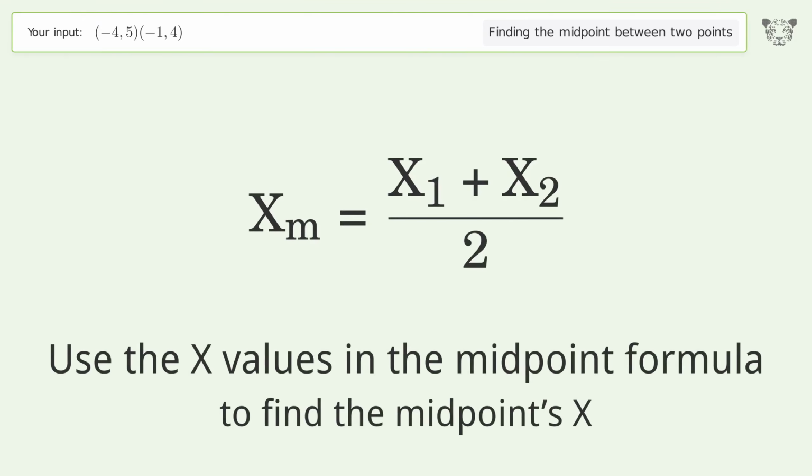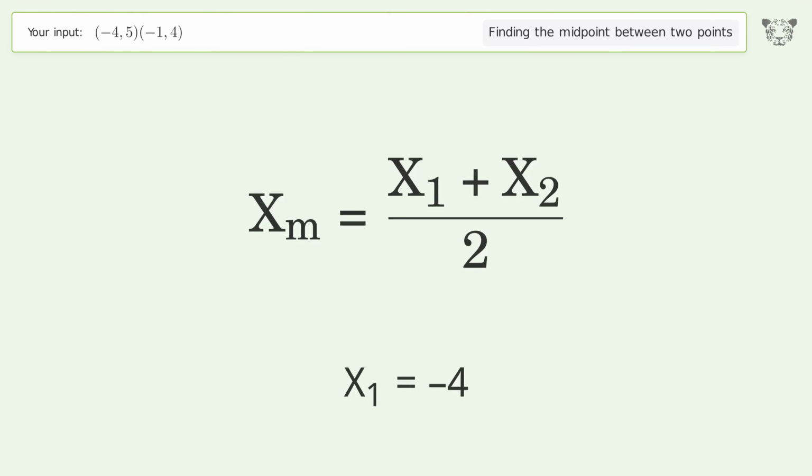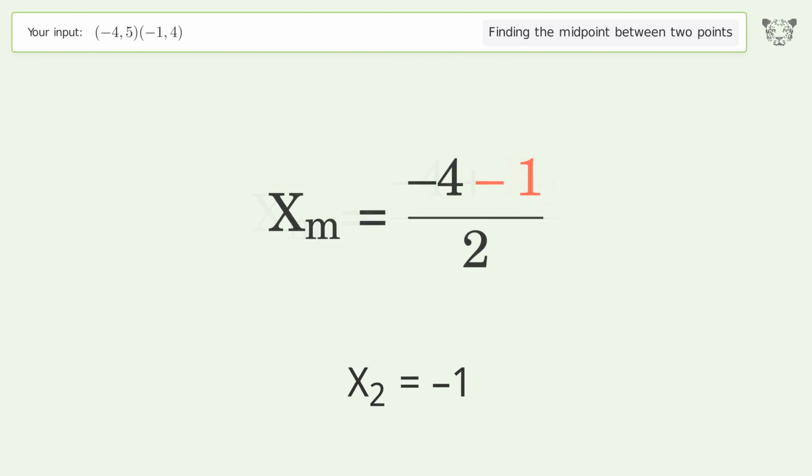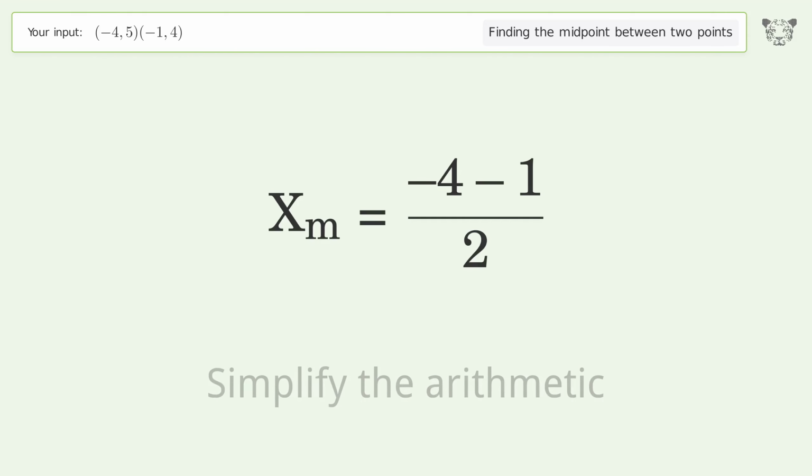Use the x values in the midpoint formula to find the midpoints x. x1 equals negative 4. x2 equals negative 1. Simplify the arithmetic.